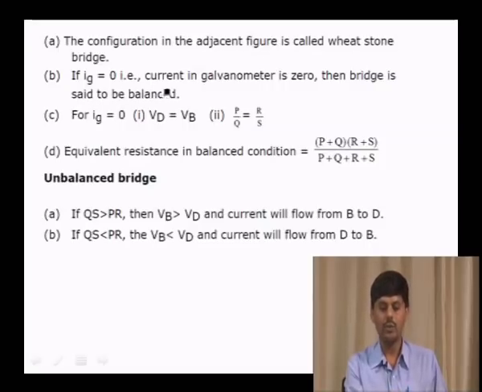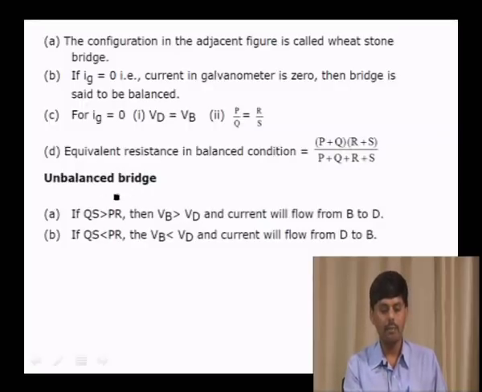If Ig is equal to 0, that is, galvanometer current is 0, then the bridge is said to be balanced. For Ig = 0, Vd and Vb are equal, the potential at D and the potential at B are equal. In that condition, P/Q is equal to R/S. To calculate the equivalent resistance under the balancing condition, it is (P+Q)(R+S) divided by (P+Q+R+S). That is the equivalent resistance.